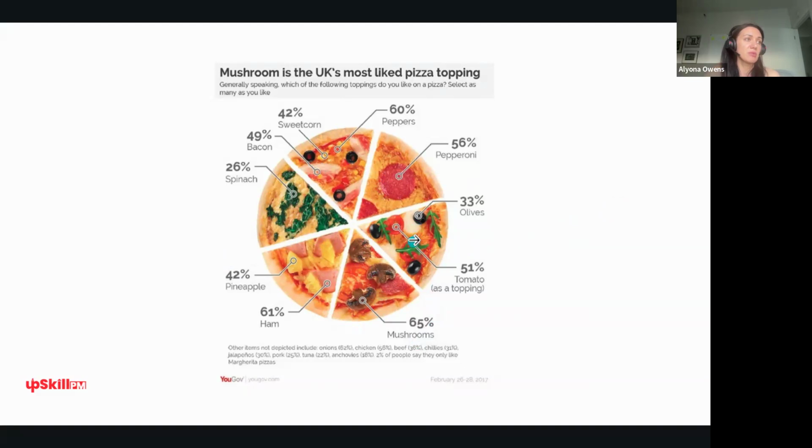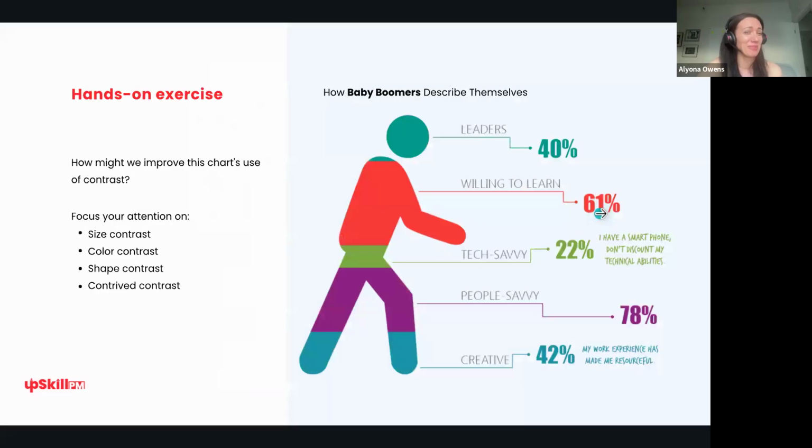And let's say if we're being creative right now, 33% of people like olives and add them to the pizza. 56% add pepperoni. But 44% add, for example, pineapples instead of pepperoni. Maybe I'm getting so hungry. I'm going to go to another slide.